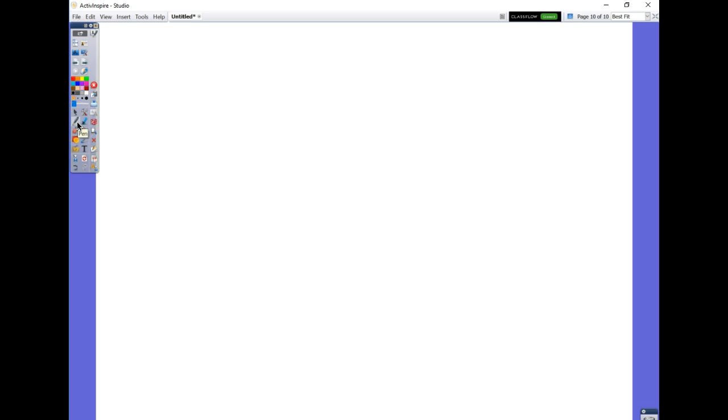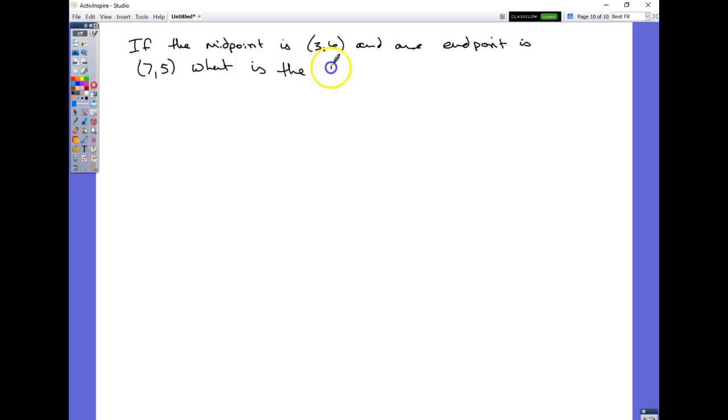Standard midpoint question might be this. If the midpoint is (3, 6) and an endpoint is (7, 5), what is the other endpoint's location? A little bit different. What we have to do, and this is actually a very easy question to figure out. So what do I know?